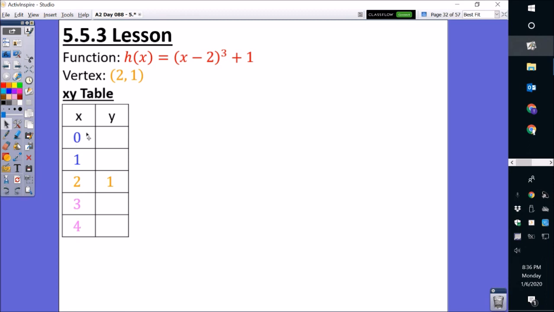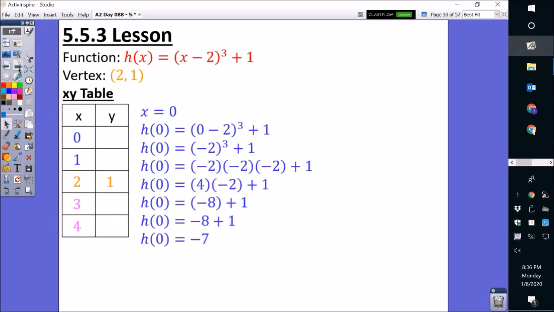So let's start off with x equal to 0. Here's the work. When you find h of 0, you basically plug 0 into x. That's why I have the cube of 0 minus 2, plus 1. Again, you just plug 0 into this x, and that's why we have it like this. Follow PEMDAS: I simplify inside the parentheses, which is why we have negative 2 to the third power.